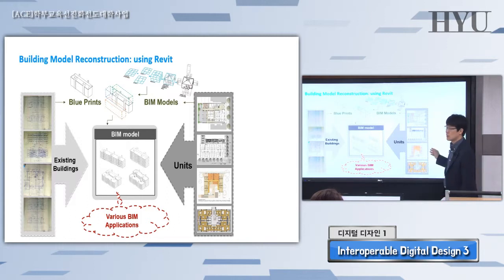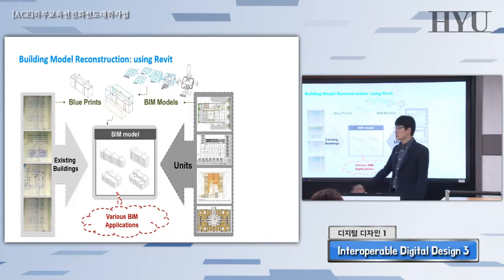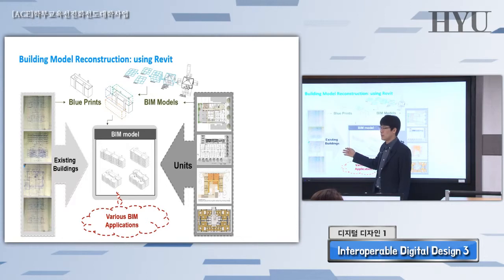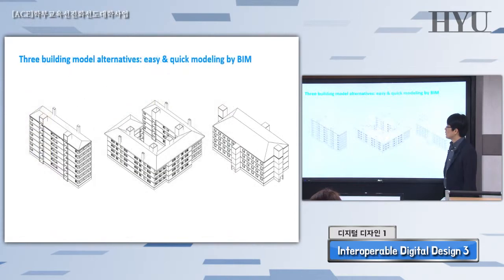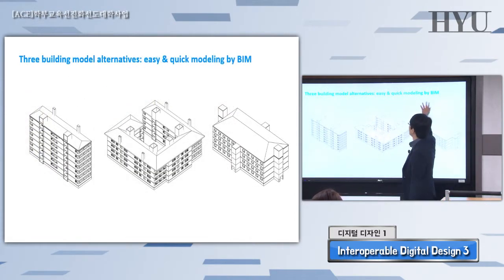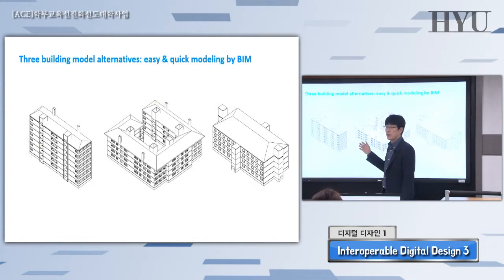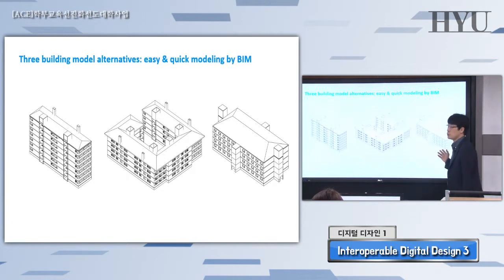So this housing unit development can be done by some experts in this aspect. Building structure can be analyzed and designed by those experts, okay, professionals. And then the final building could be one of them, okay, among several design alternatives. By using BIM, Revit, easy and quick modeling has been possible.